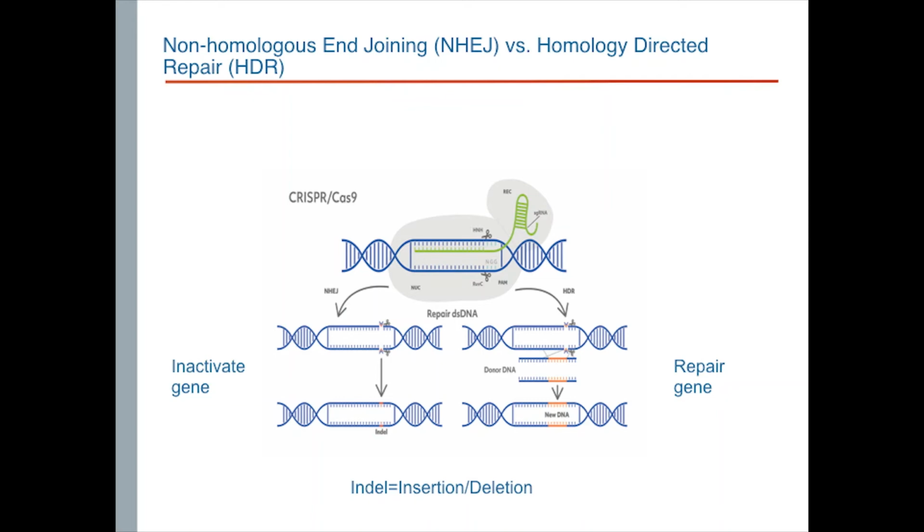If there's no single-stranded template put in to drive recombination, there'll be a few nucleotides clipped out of here. It will cause a frame shift and inactivate the gene, or if you want to do a gene repair or insertion, you provide, and this can come from TriLink, a single-strand DNA template to drive that recombination.